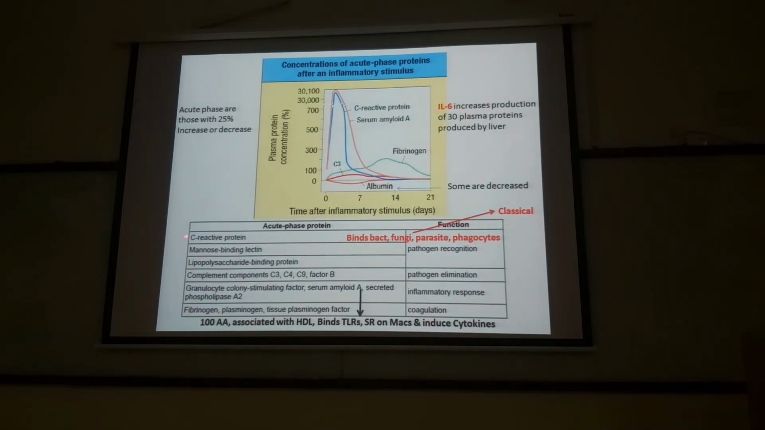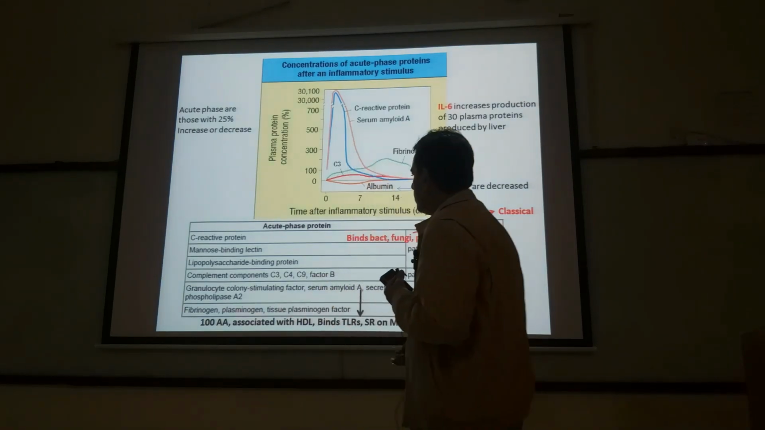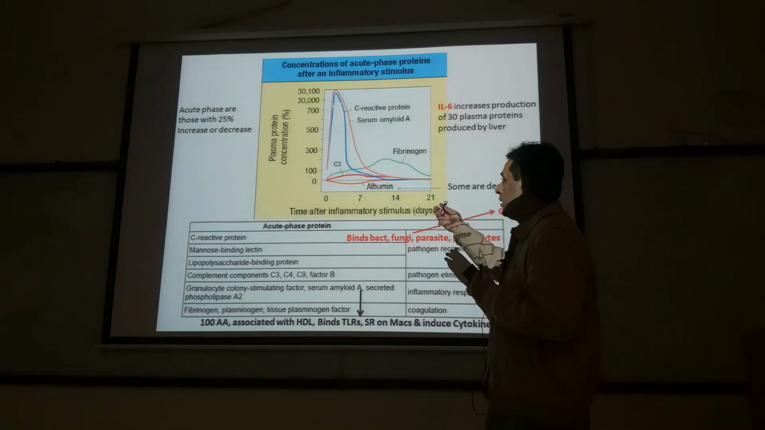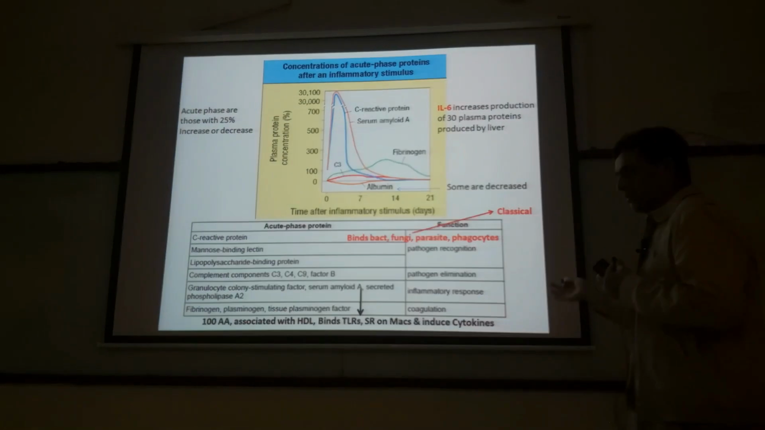these proteins are the names that you can see here: lipopolysaccharide binding protein, or different complement proteins, or these factors that you see: granulocyte colony stimulating factor, okay, fibrinogen, plasminogen, tissue plasminogen factor, etc. All these are acute phase proteins. Okay, it means the level of all these proteins would go up during infection, but the level of proteins normally synthesized by the liver would go down.